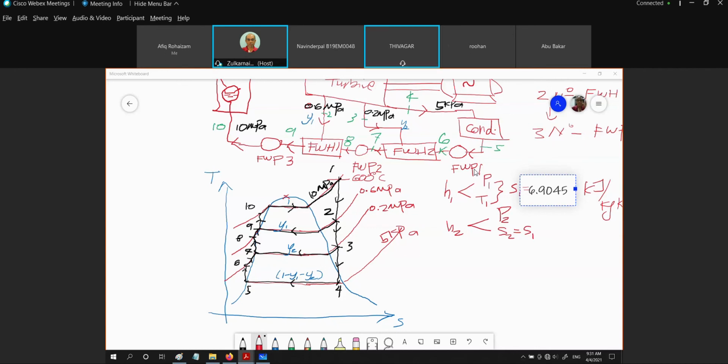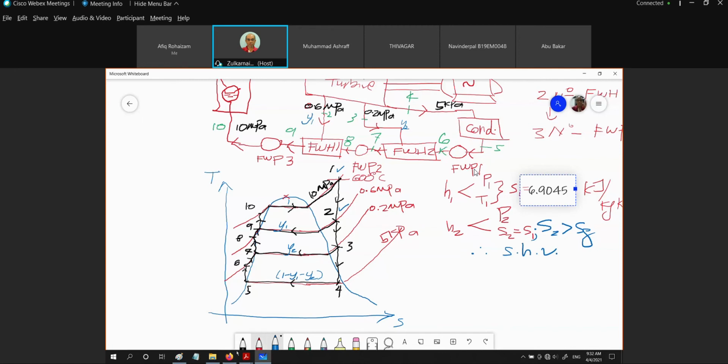Okay. But what I could get from here is that S2 is greater than SG at 0.6, correct? Therefore, superheated vapor, sir. So we have this correct.